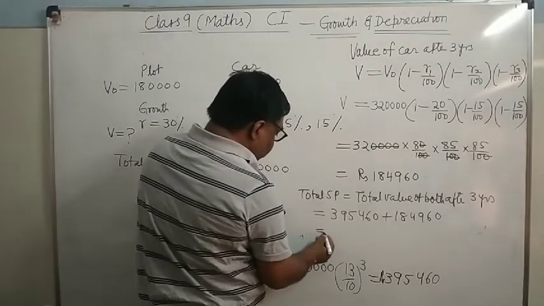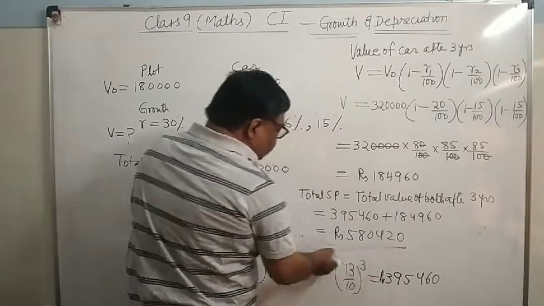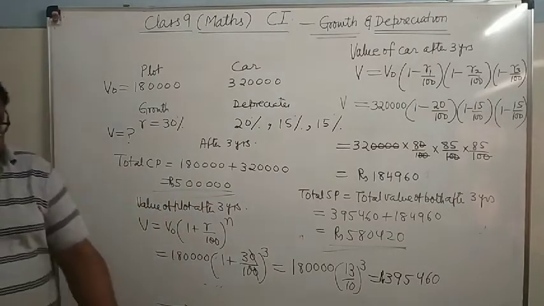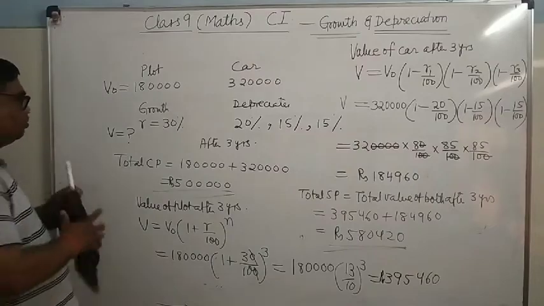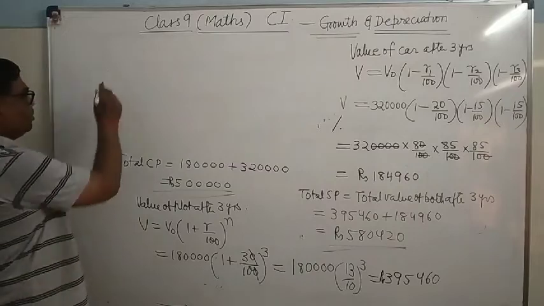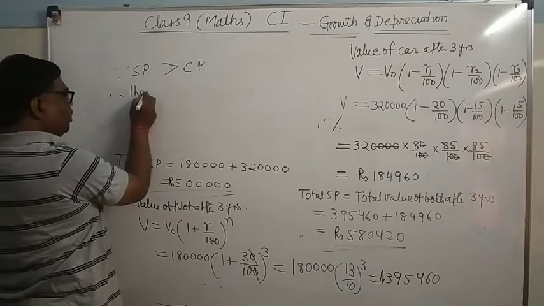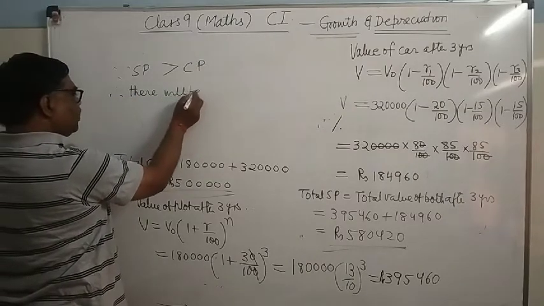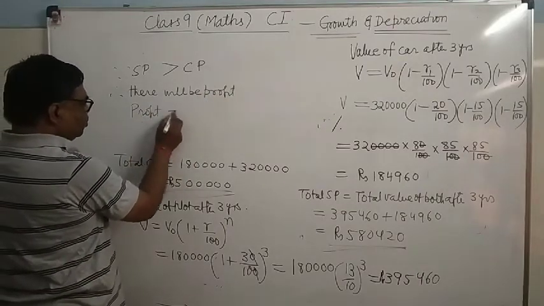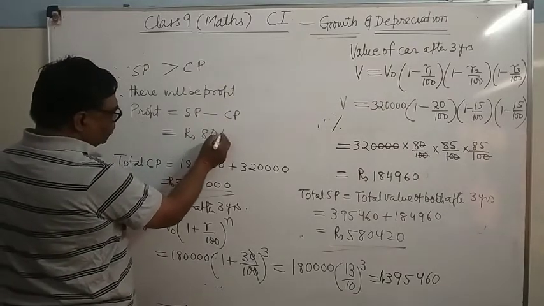So it comes out rupees 580,420. So you can see the total SP is this and the total CP is only 5 lakh. So here SP is more than CP, therefore there will be profit. So you write, since SP is more than CP, therefore there will be profit. And what will be the profit? Profit equals SP minus CP. When you substitute, it will come out 80,420.